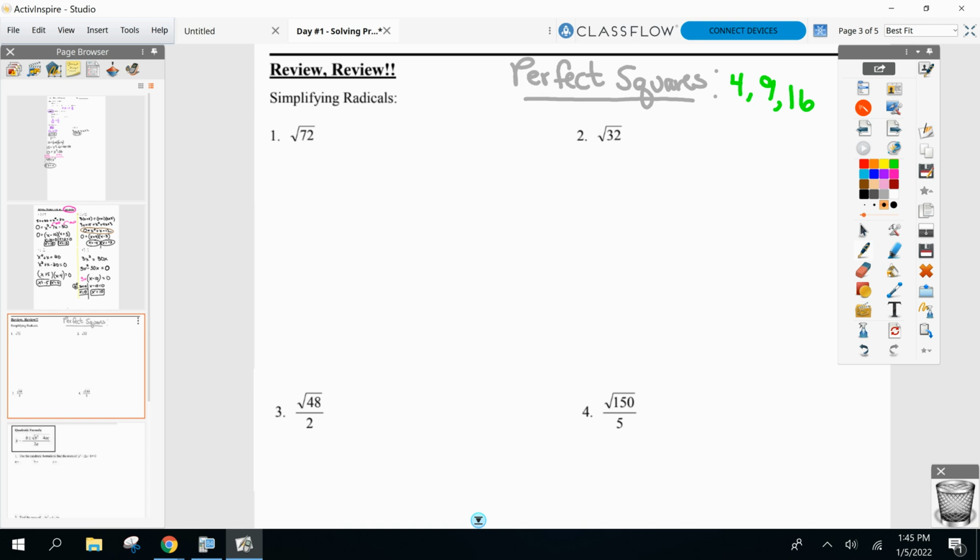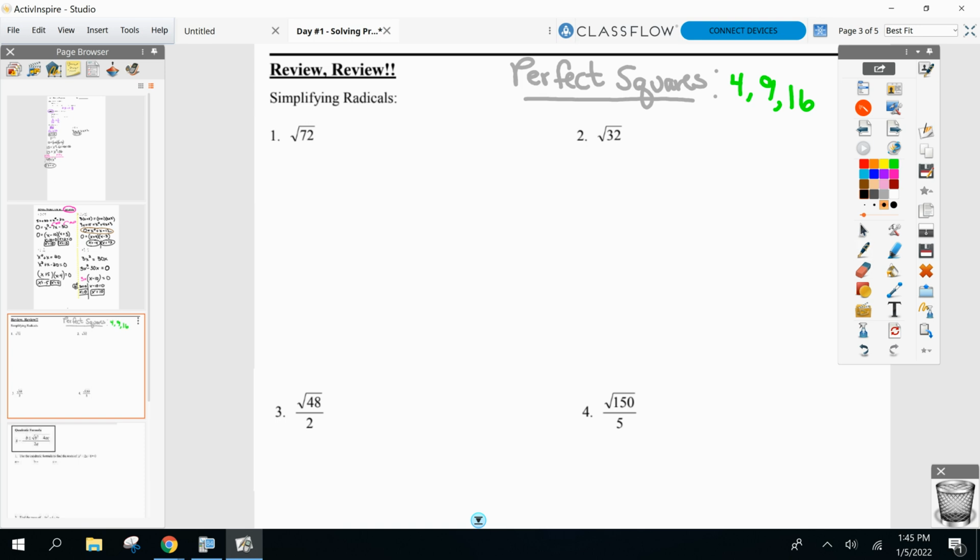I'm not asking you to memorize these. Do you know how we got 4, 9, 16? What's 2 squared? 3 squared. 4 squared. Just take any number, square it, and you know what you get? A perfect square. You don't need to memorize them. Just take a number, square it, and it's a perfect square.